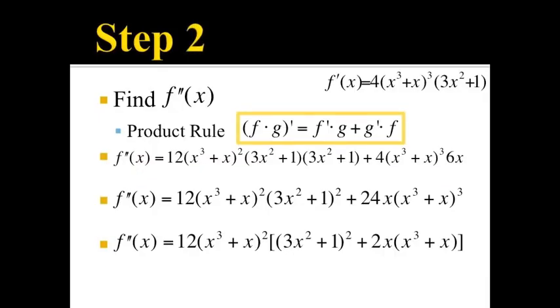The next step is to take the derivative of the first derivative, but when taking the derivative of the first derivative, we need to take into account the product rule. The product rule states that when you are taking the derivative of a product of two functions, the derivative is the derivative of the first function times the second function plus the first function times the derivative of the second function. Therefore, by the product rule, we get the second derivative of f of x, and after simplification, the answer is listed.